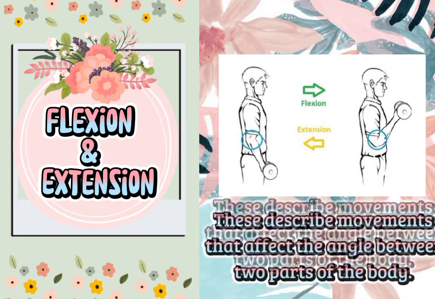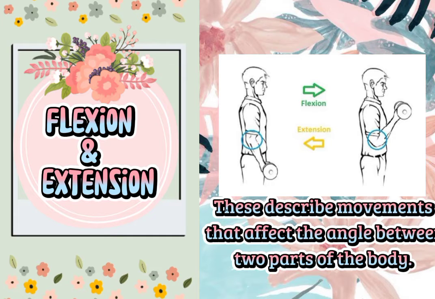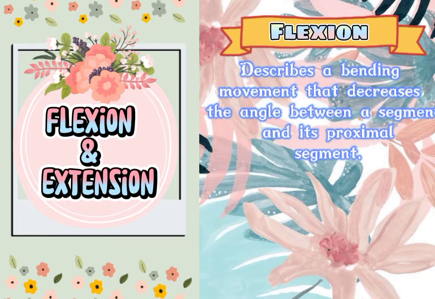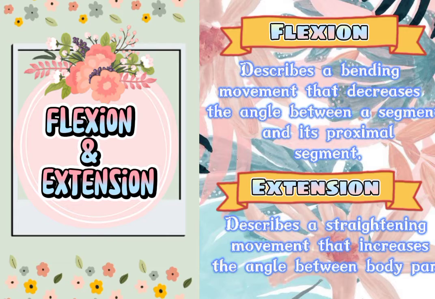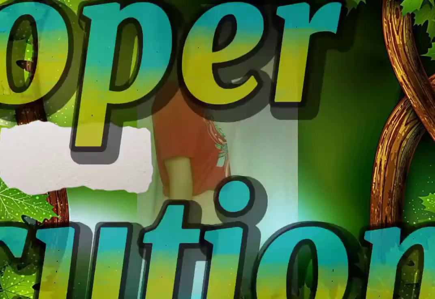Flexion and extension describe movements that affect the angle between two parts of the body. When we say flexion, it describes a bending movement that decreases the angle between a segment and its proximal segment. While on the other hand, if we say extension, it is opposite of flexion that describes a straightening movement that increases the angle between body parts.